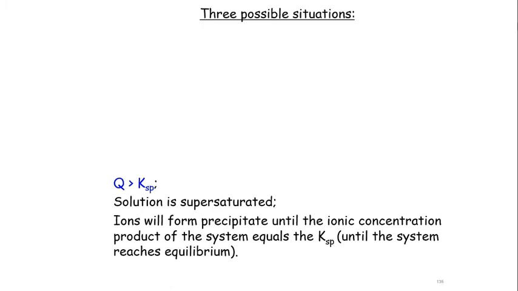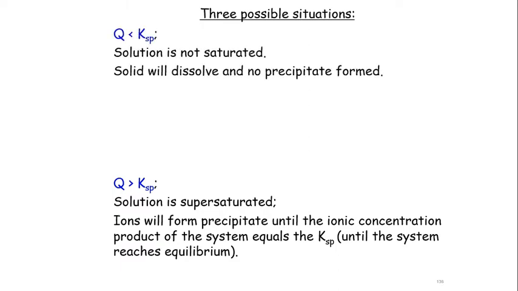There are three possible situations. The first one, if the value of Q calculated is less than the value of Ksp. This means that the solution is not saturated. The solid will dissolve and no precipitate forms.